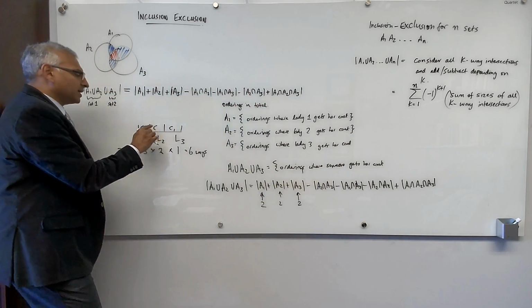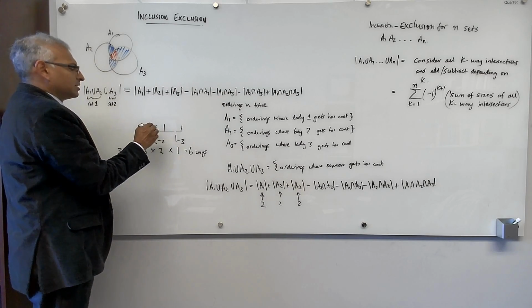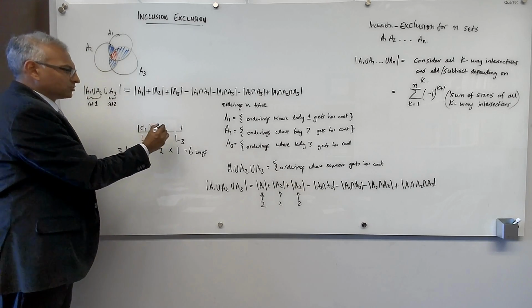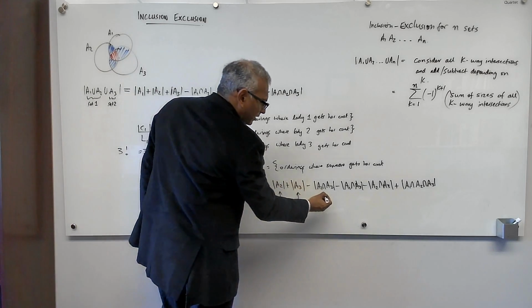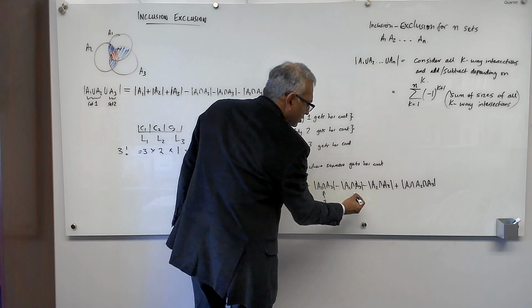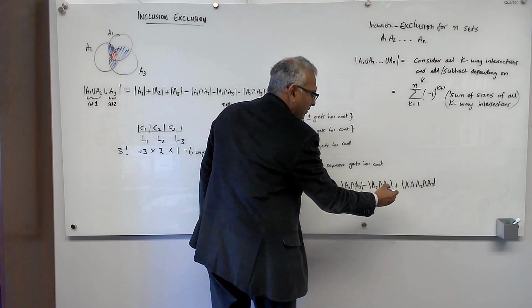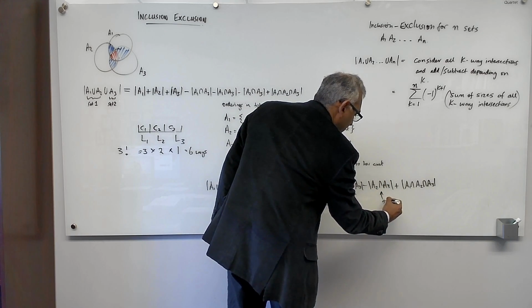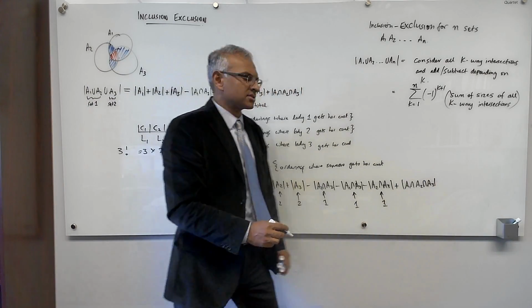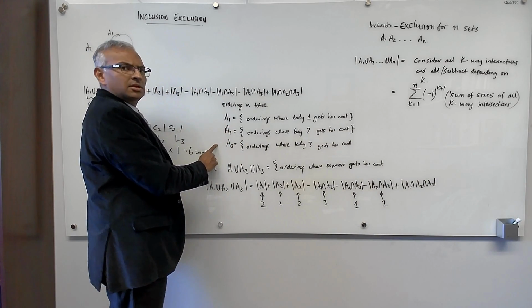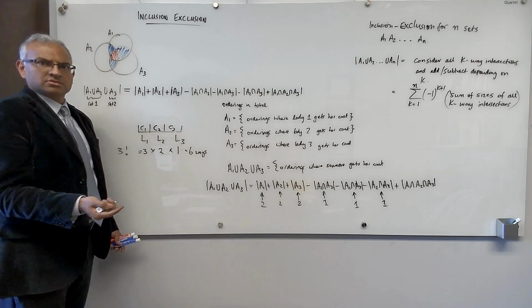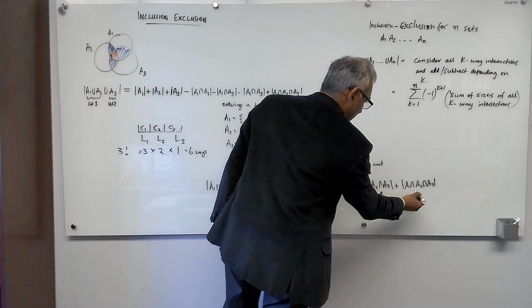If A1 and A2 get their codes, lady 1 gets code C1, lady 2 gets code C2. Well, that just leaves code C3 for lady 3. So there's only one way in which A1 and A2 get their codes. Similarly, there's only one way for A1 and A3, and only one way for A2 and A3. What about A1 intersection A2 intersection A3? That means lady 1 gets her code, lady 2 gets her code, and lady 3 gets her code. So that's this one ordering. There's just one way to do this.